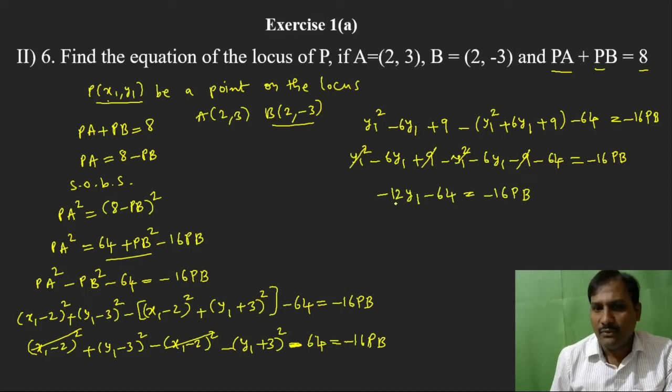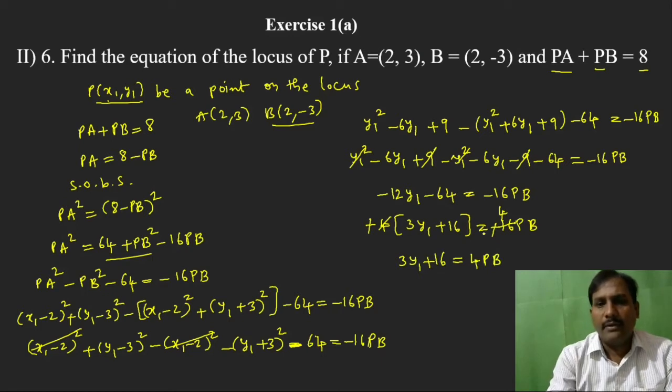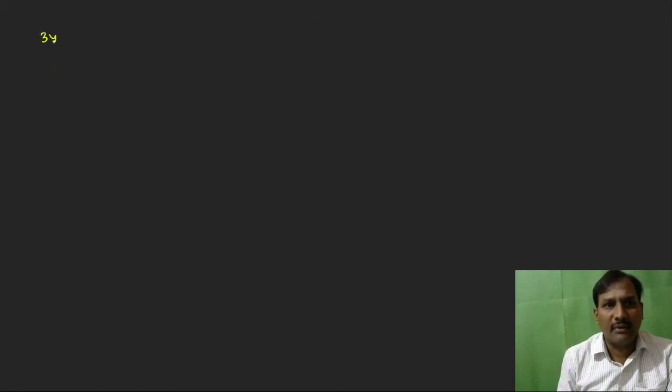So here 4 is common, so let us take minus 4 common: 3y1 plus 16 is equal to minus 16 PB. So minus gets cancelled on both sides. 4 ones are 4, 4 fours are 16. So this is 3y1 plus 16 is equal to 4 PB. That is, now squaring on both sides again.